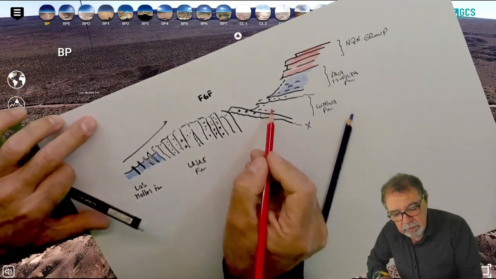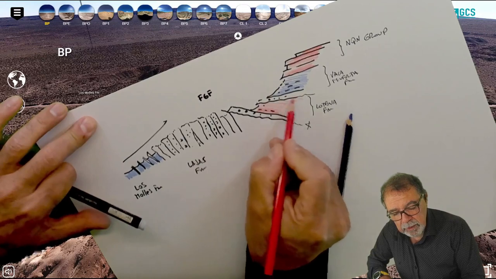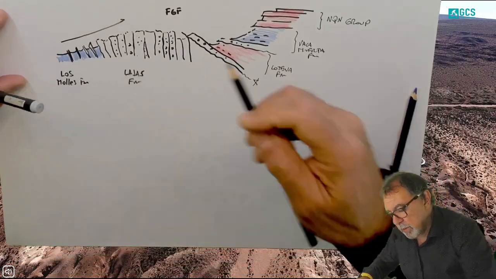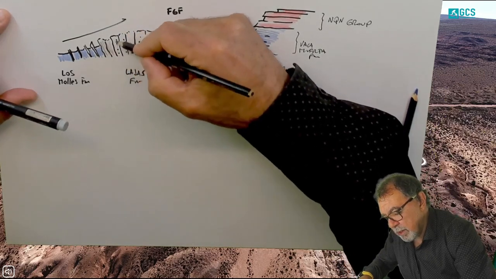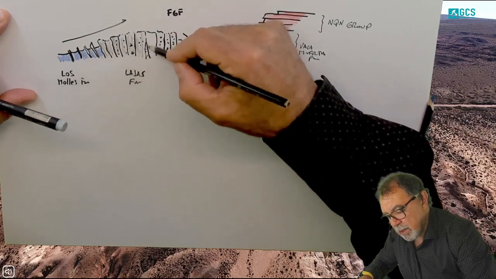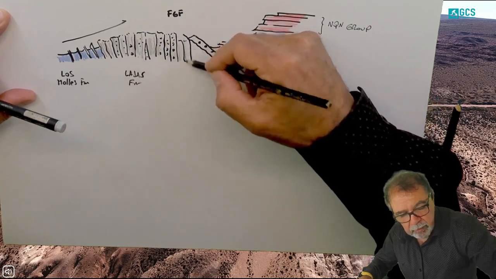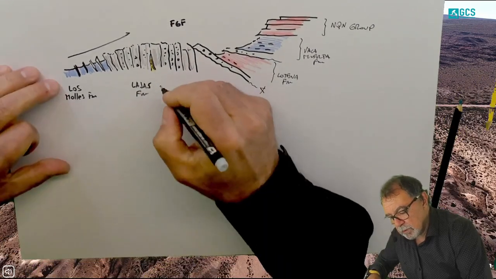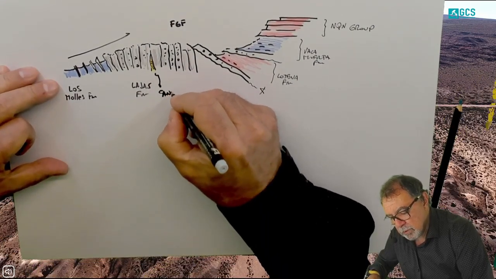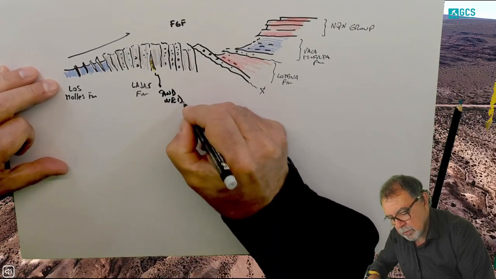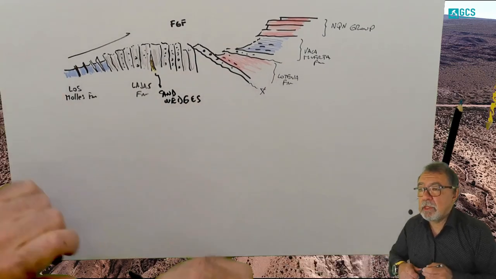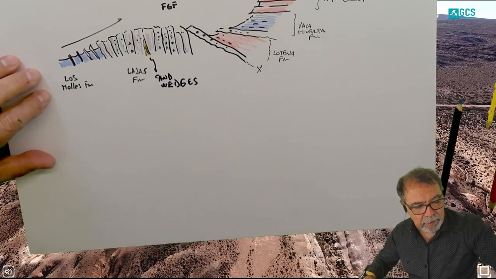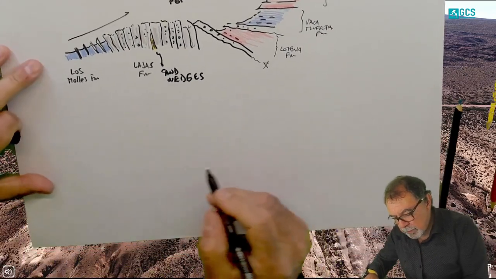red beds from Lotena formation, and these are the conglomerates of Lajas formation with this sand wedge. These are sand wedge. And I'm going to explain a little bit what it means.